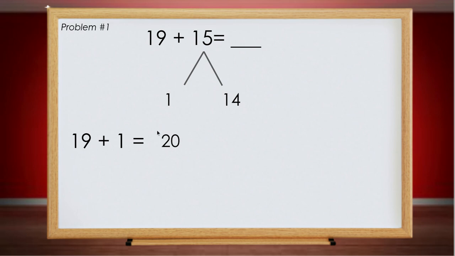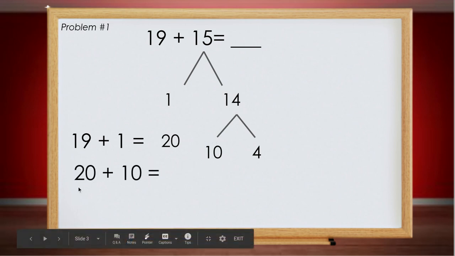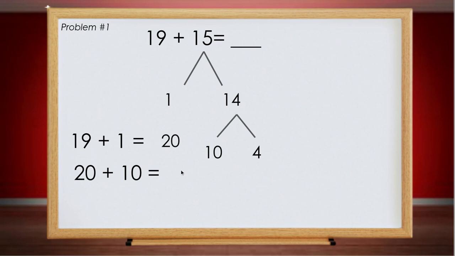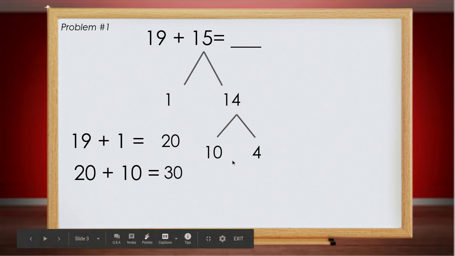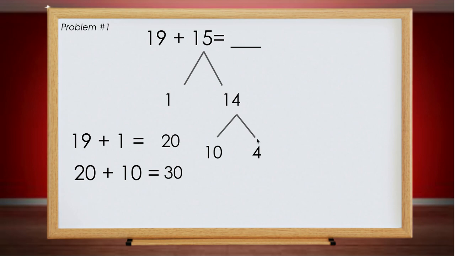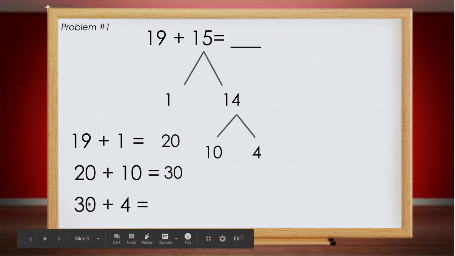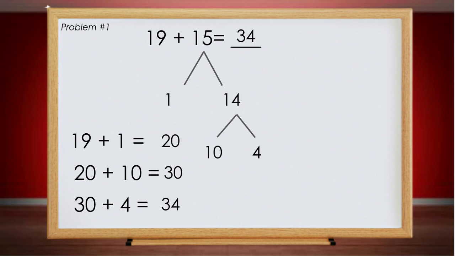Some of our friends can add 20 and 14 to get the sum. To see what that looks like, I'm actually going to break the number 14 into an easy 10 and 4 and use my 10 to add it to the 20. So 20 plus 10, you all know, is 30. And the last step I'm going to make sure I do is add the 4. 30 plus 4 equals 34. Therefore, 19 plus 15 equals 34.